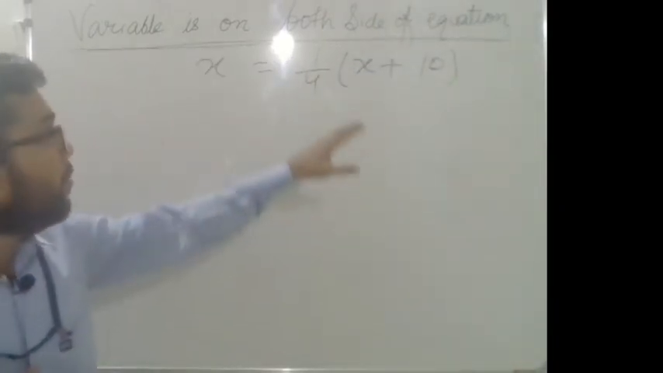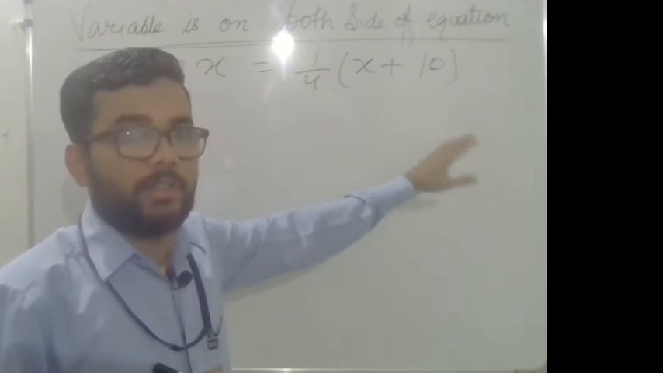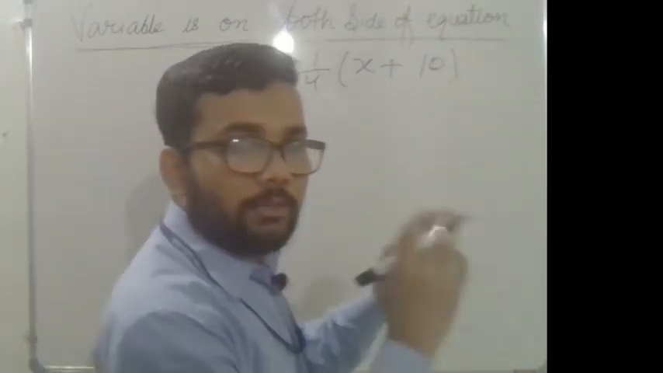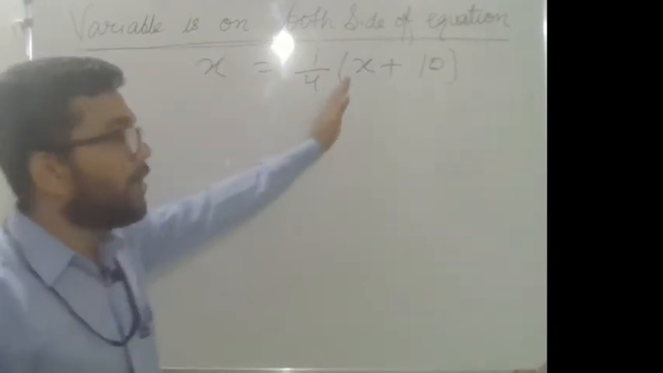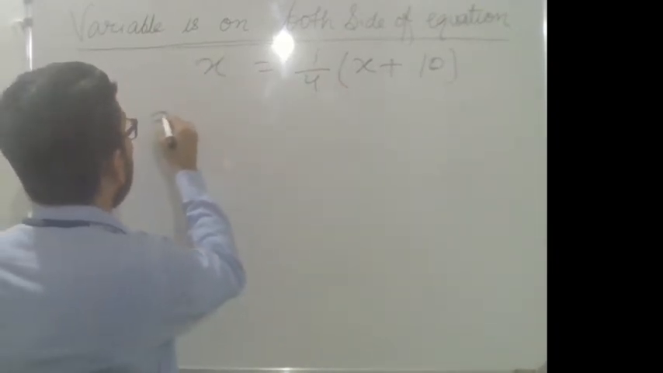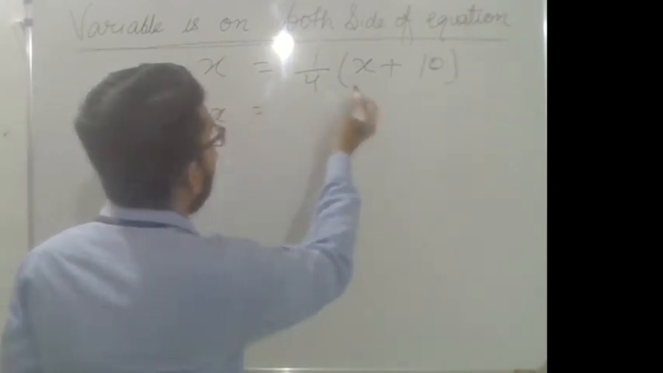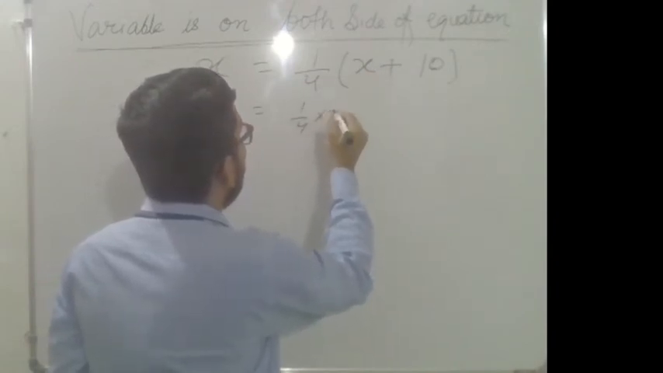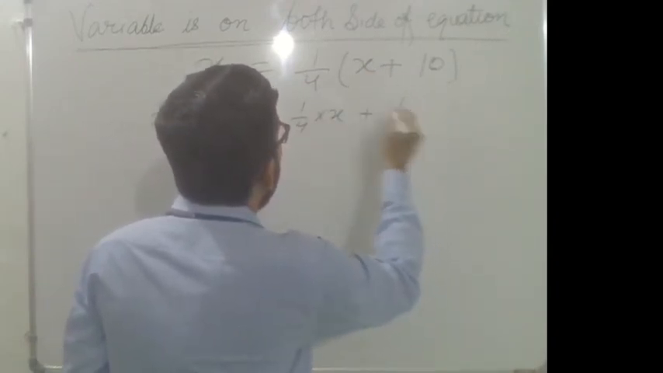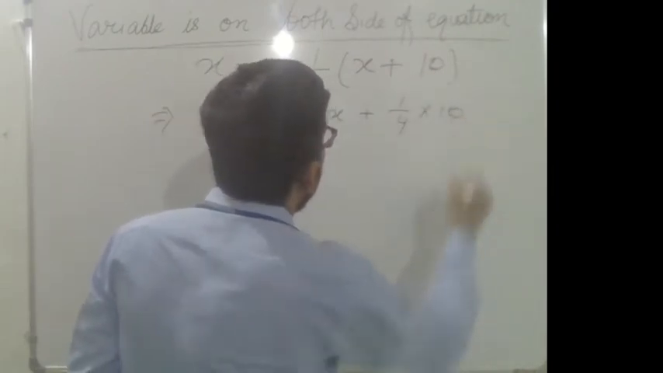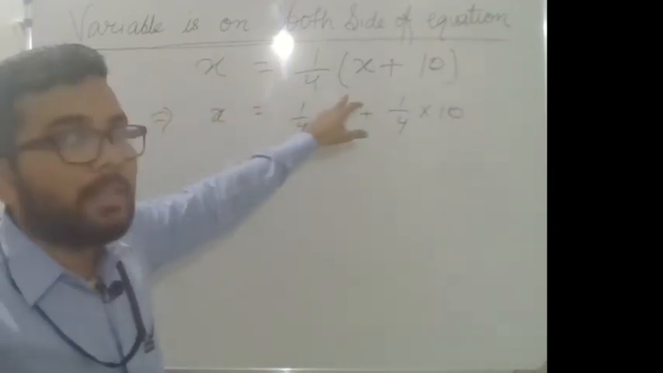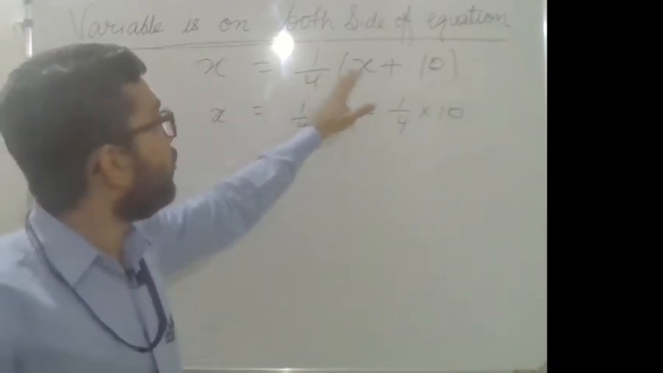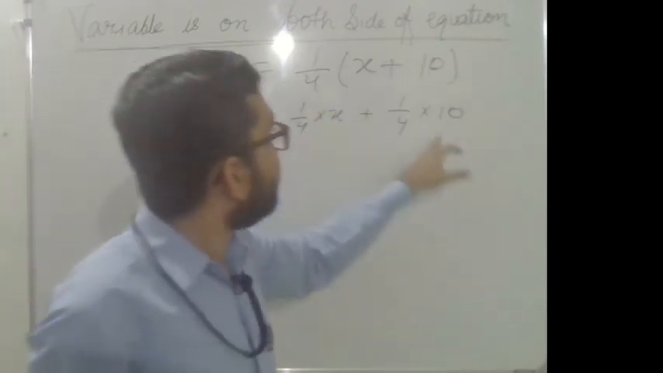First, break it into a simpler linear equation. This is in fraction and bracket form. Convert it into a simple equation by breaking the bracket first. 1 by 4 is multiplied by x plus 1 by 4 is multiplied by 10. When you break the bracket, you have to multiply both the terms inside the bracket. So 1 by 4 into x plus 1 by 4 into 10.